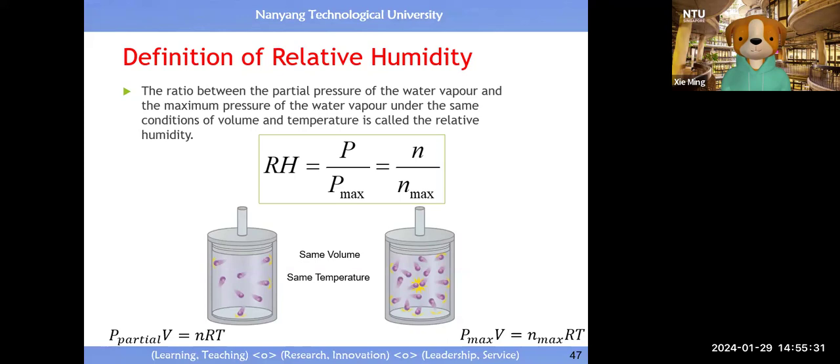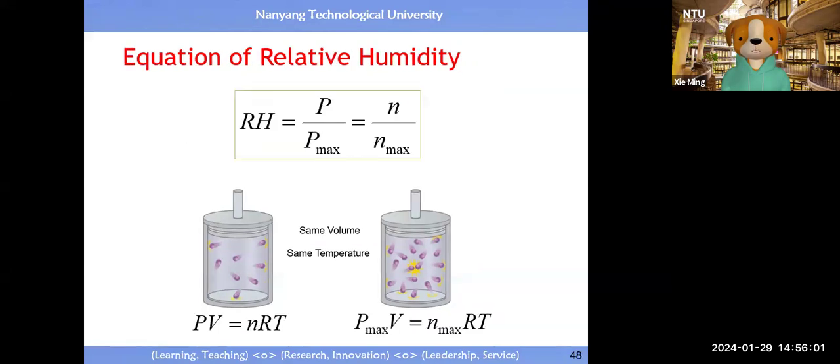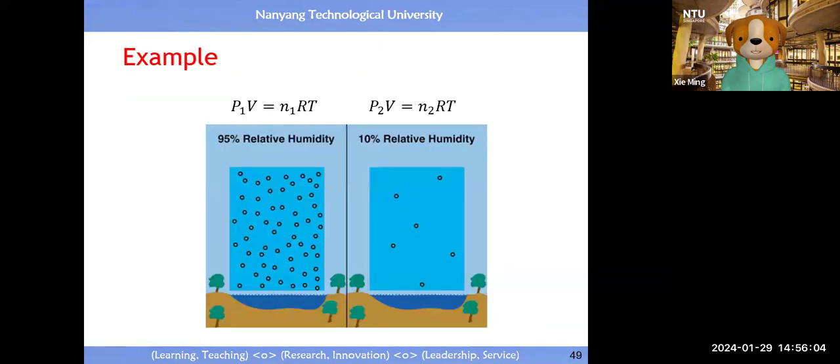Okay, let's say in one room you have a maximum humidity, and inside you have either maximum pressure or maximum molar number of water, right? So then you go to another room which is less humid. Let me just compute the ratio, right? So the pressure over maximum pressure, or molar number of water over the maximum molar number, right? So this is relative humidity. Okay, so this is the equation, and then this is the illustration for you.